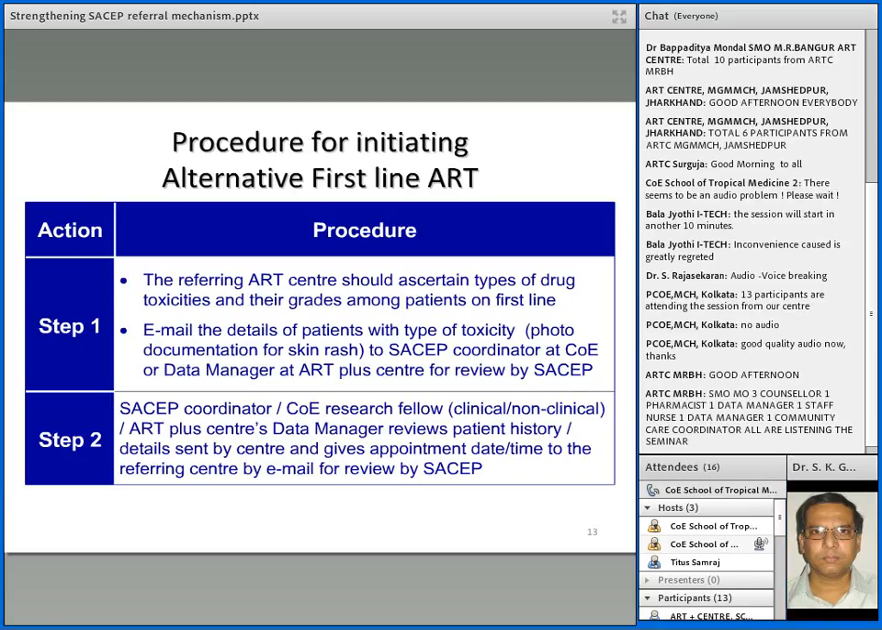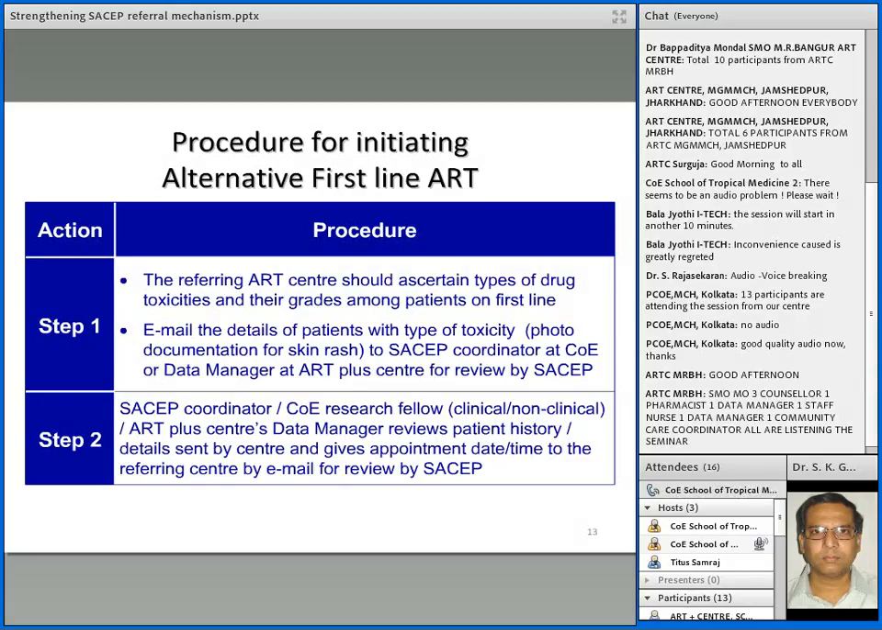The patient's details have to be emailed to the SACEP coordinator at the COE or the data manager at the ART Plus center for review by the SACEP. We have a SACEP coordinator at the COE, or the COE research fellow, clinical or non-clinical, and in case of the ART Plus center, it's the data manager's responsibility to review the patient history and details sent by the center and give an appointment to the referring ART center by email for review by SACEP.